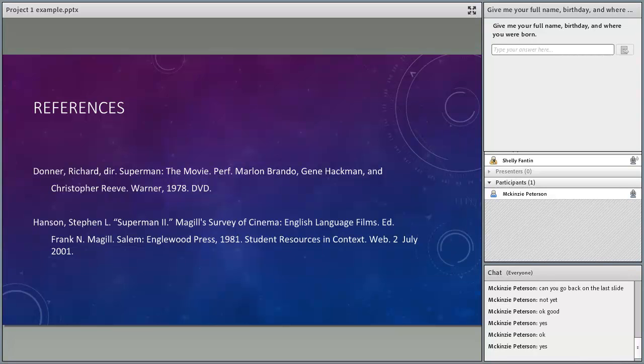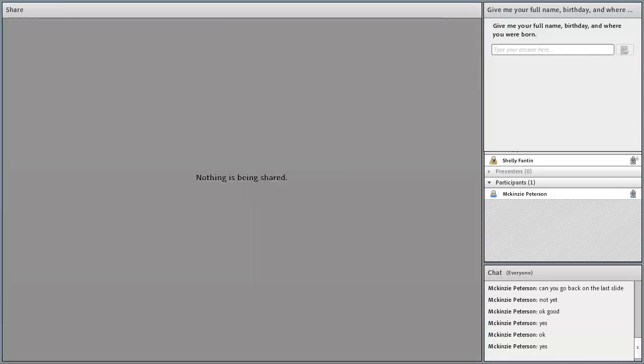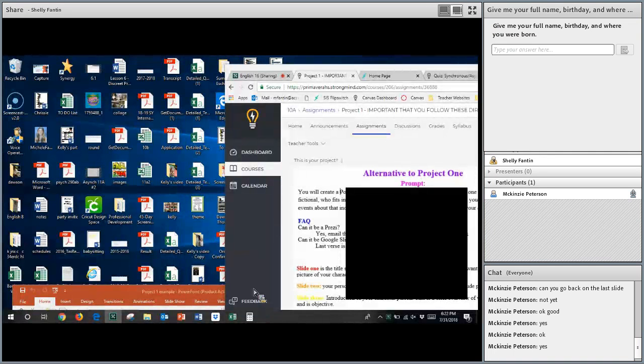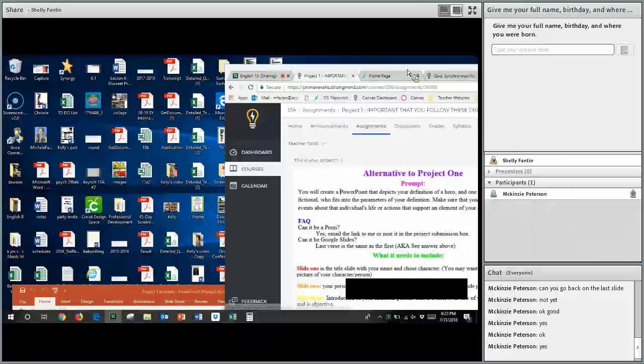Perfect. Okay, so again, when you get to your project, I'm going to go ahead and show you really quickly what you're going to see when you are ready to do your project. So you see what the directions look like, because I want to make sure you feel confident, okay? Let me see here. I'm going to get rid of this, and I'm going to go to share my screen.